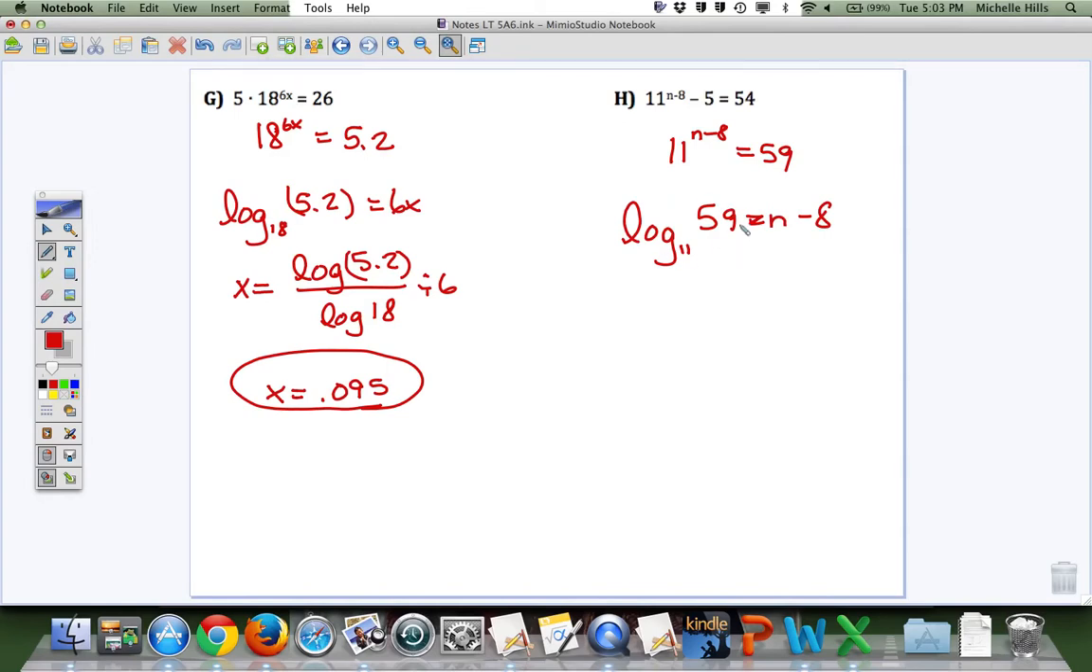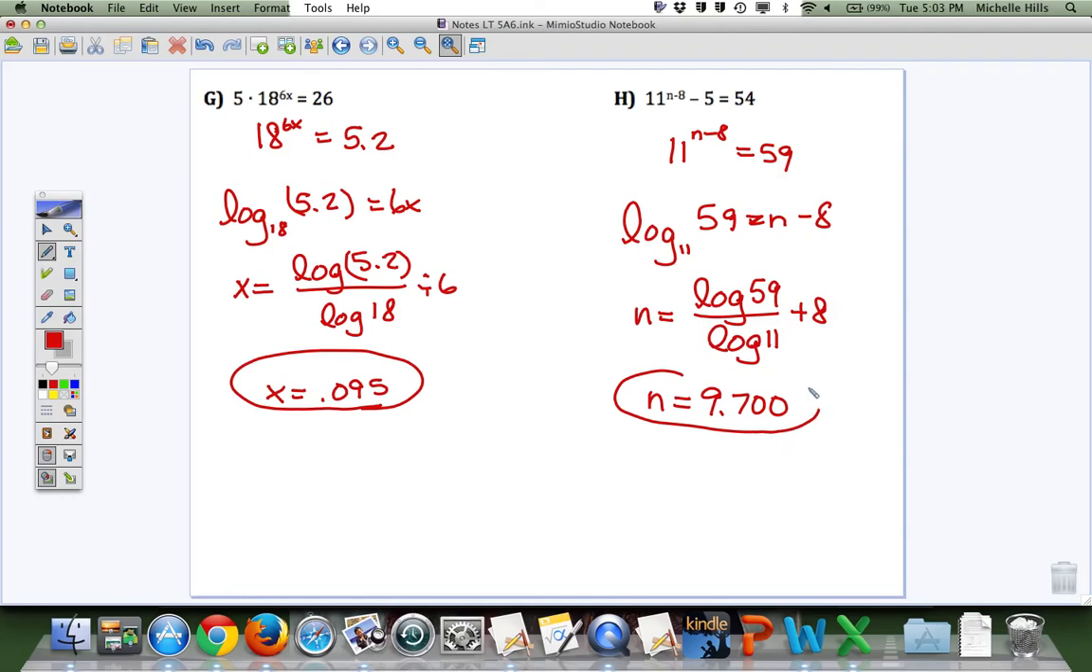Using the change of base formula on this part is going to give me the base 10 log of 59 divided by the base 10 log of 11. And then to solve for n, I would have to add 8 to both sides. So n equals this. Plug it into your calculator carefully, and you get n equals 9.700. It's longer than that, and it asks you to round to 3 decimal places, so you do need those zeros in there to be accurate.